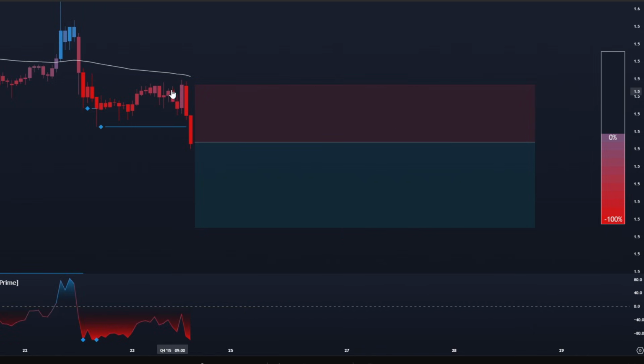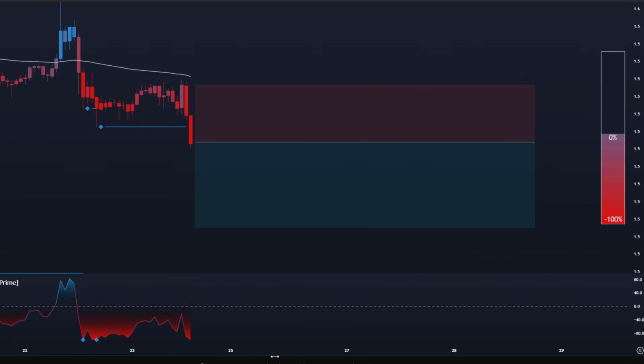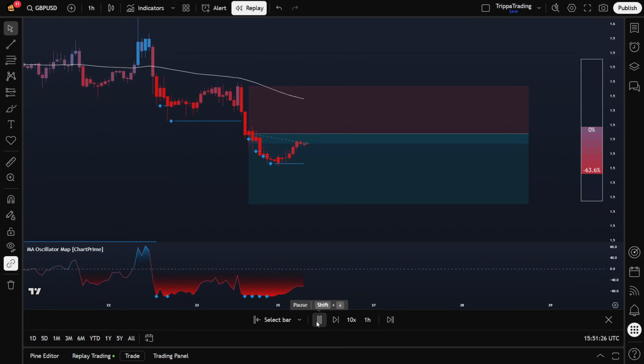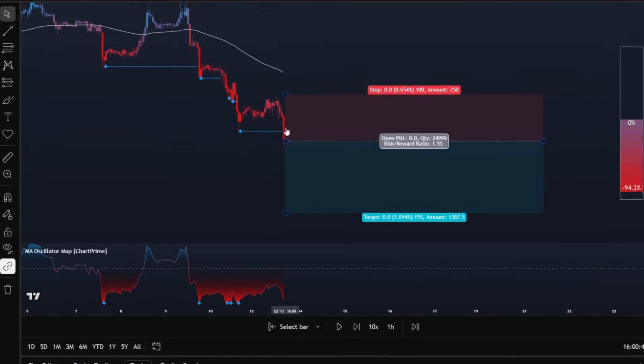Stop loss goes above the nearest swing high or just above the white ribbon. Take profit is again 1.5 times the risk. Price continues dropping in line with the trend and hits the target. Second sell example, same pattern. The price is moving below the 100 EMA, confirming the bearish trend.